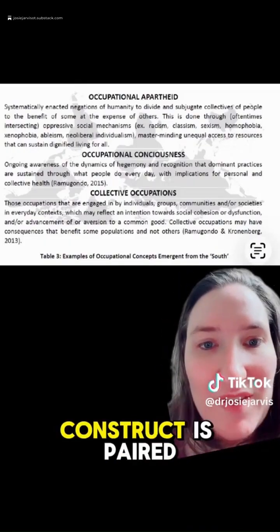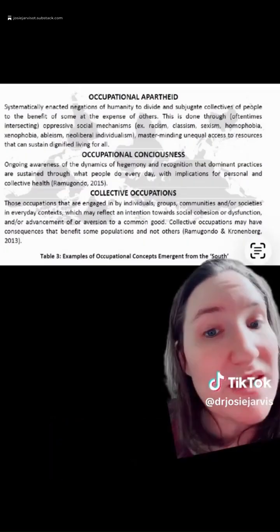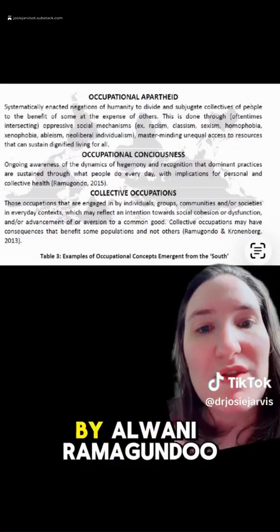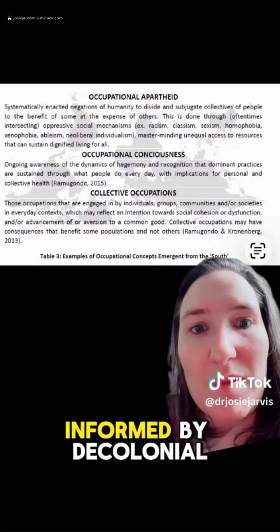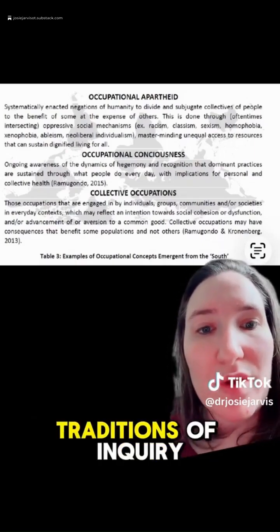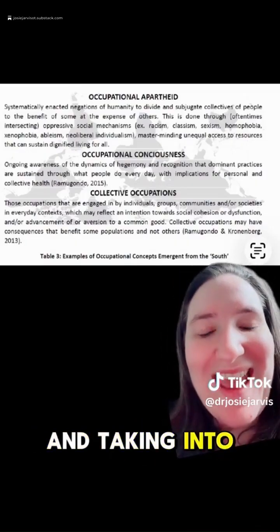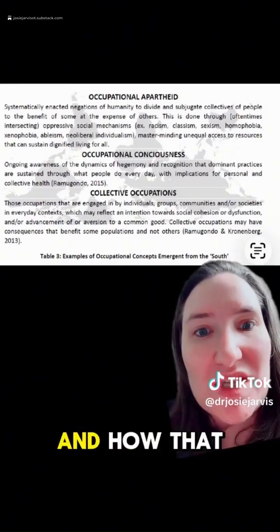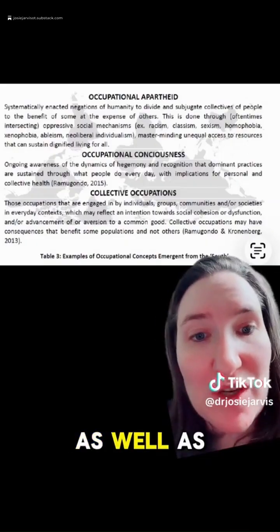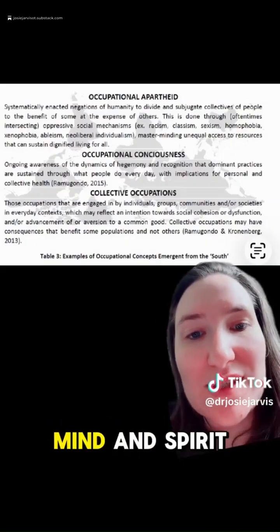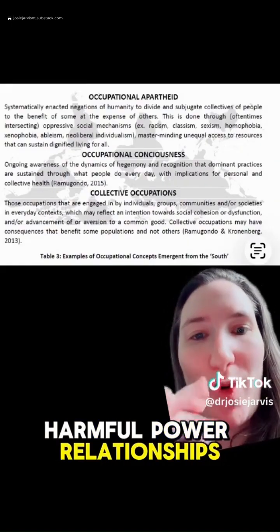Very often, this construct is paired with occupational consciousness and collective occupations, which was contributed to the field of occupational science by Elelwani Ramugondo. All three of these constructs come from lineages informed by decolonial traditions of inquiry, which validate the role of narrative inquiry and taking into account internalized subjectivities and how that intersects with power and external social infrastructure, as well as how that can get internalized within our body, mind, and spirit, with the need for support in mindfully deconstructing harmful power relationships.